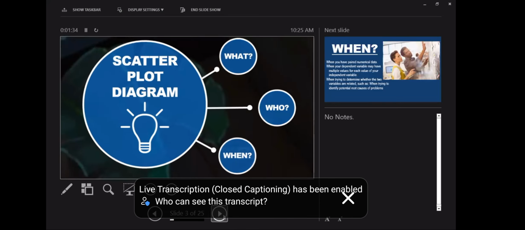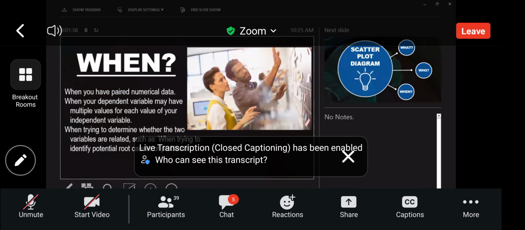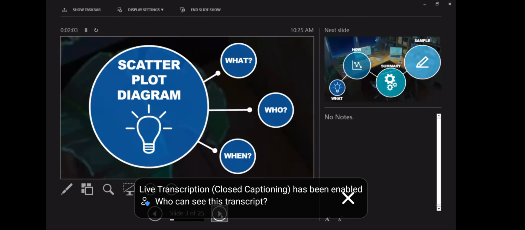Next is when. When you have paired, kailan ba natin gagamitin si scatter plot? First, when you have paired numerical data. Next is when you have dependent variable may have multiple values for each value of your dependent variable. Then when you are trying to determine whether the two variables are related, such as when trying to identify potential root causes of the problem.